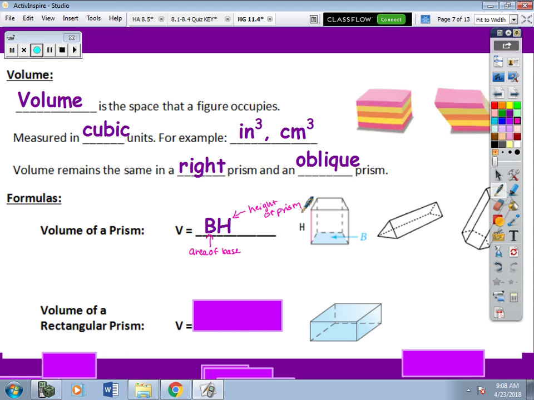Now, I also put on the volume of a rectangular prism, which you don't have to necessarily know this formula. You could use this one and just find out what big B is. But a lot of you are familiar with seeing this formula, length times width times height, for a rectangular prism. So that will be a little faster method if you see that it's a rectangle, and you don't have to do B times H, but it's the same. L times W is what big B is. Remember, the length would be here, width, and height.